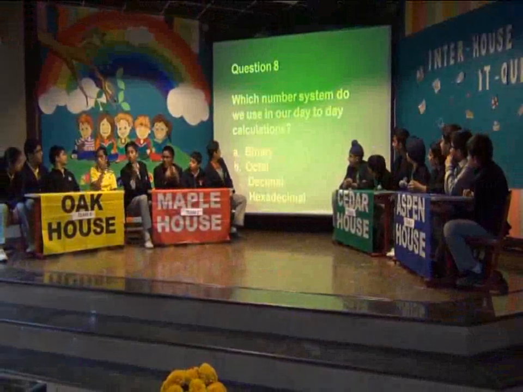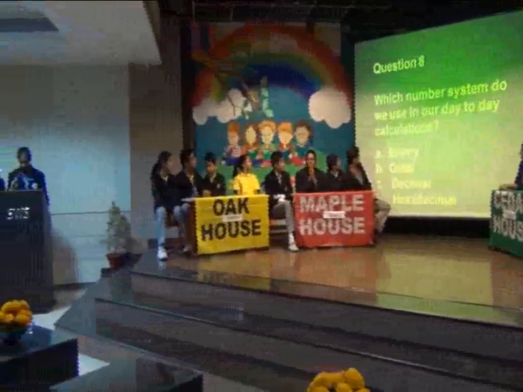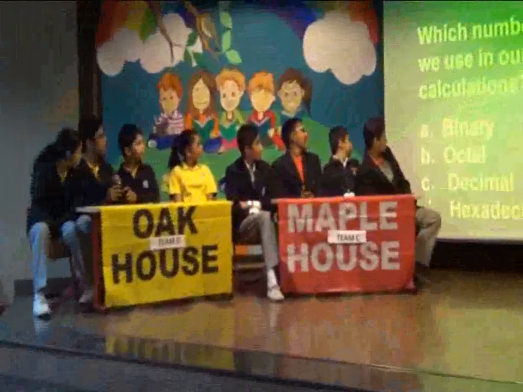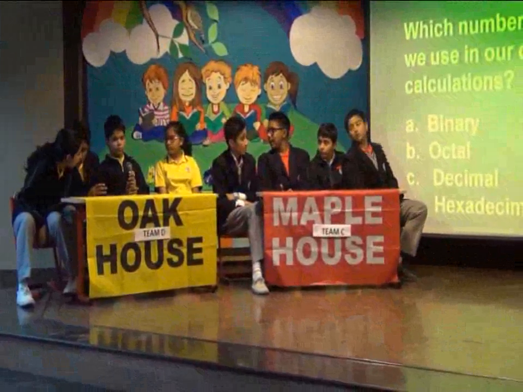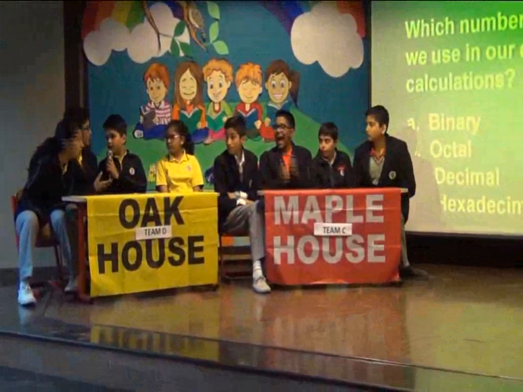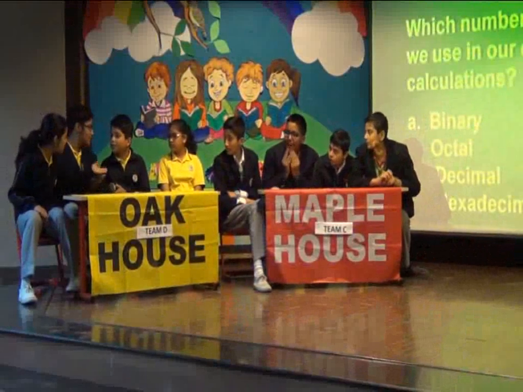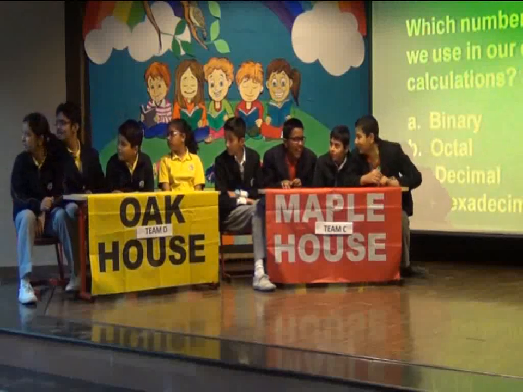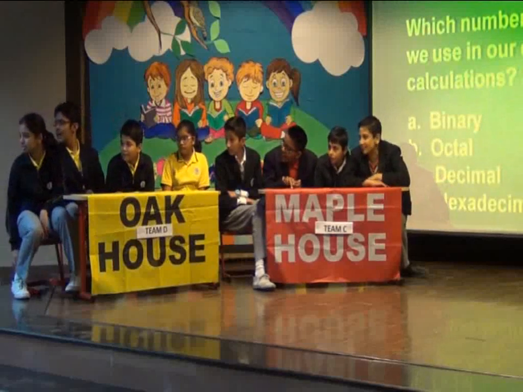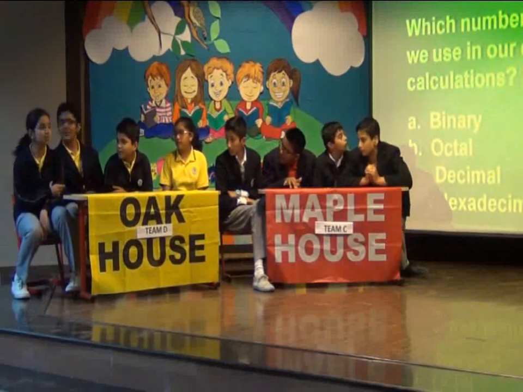Next question for Oak House. Which number system do we use in our day-to-day calculations? A. Binary. B. Octal. C. Decimal. Or D. Hexadecimal. Binary. Decimal. Whatever is the second one, discuss it. Tell the final one. Decimal. That's the correct answer.